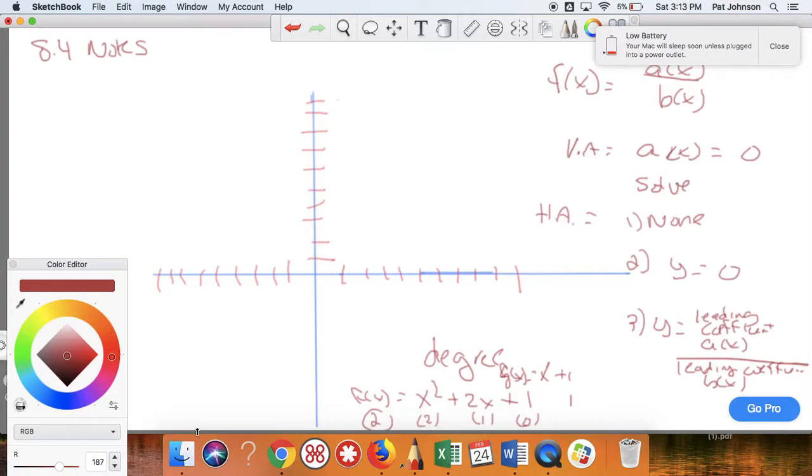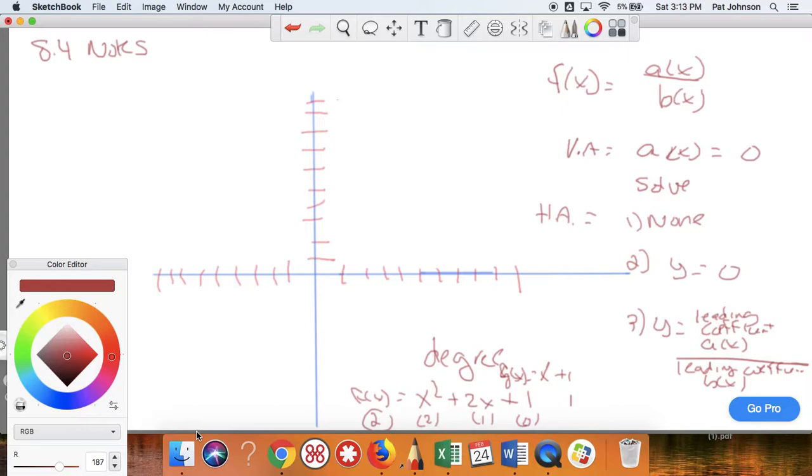So for case 1, if the degree of a of x is greater than the degree of b of x, that's when you have no horizontal asymptote. So you need to write that down. If the degree of a of x is less than the degree of b of x, you have case 2, y equals 0.